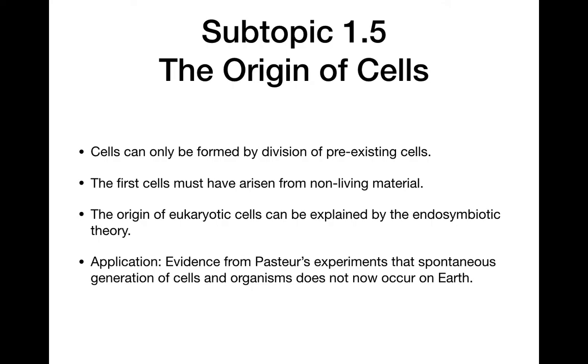So our things to cover are cells can only be transformed by division of pre-existing cells. The first cells must have arisen from non-living material. The origin of eukaryotic cells can be explained by the Endosymbiotic Theory, and the application is evidence from past experiments that spontaneous generations of cells or organisms do not now occur on Earth. So here are our targets.